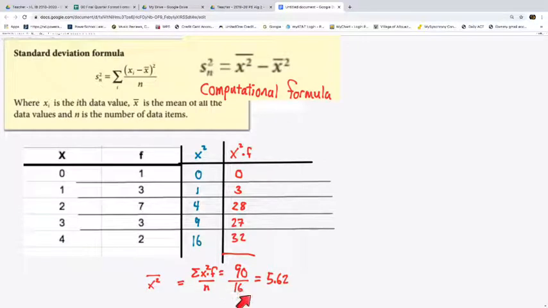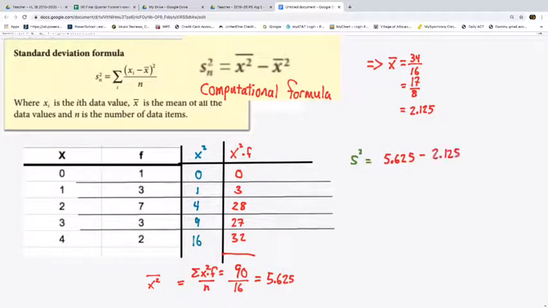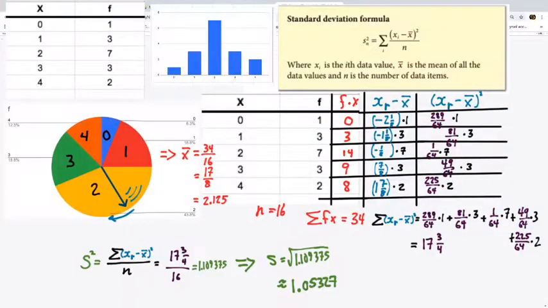Anyway, we find all of the squares of x and add them up, and then when we divide them by 16, we now have the mean, or the average, of the squares of x, 5.62. Recall that the average itself was 2.125, and this formula says then we're going to take this number, 5.65, and subtract 2.125 squared, and in so doing, we get the exact same results that we got in the previous exercise.